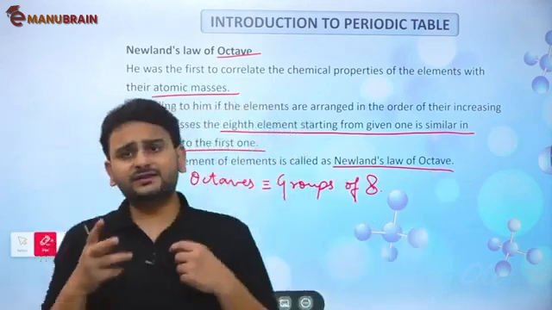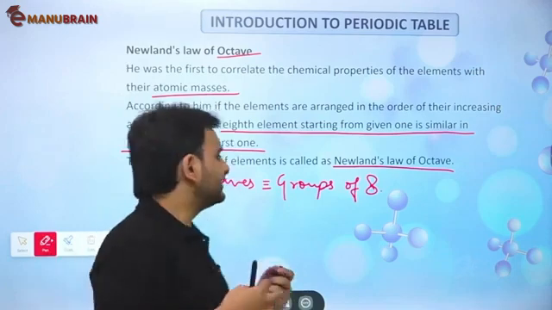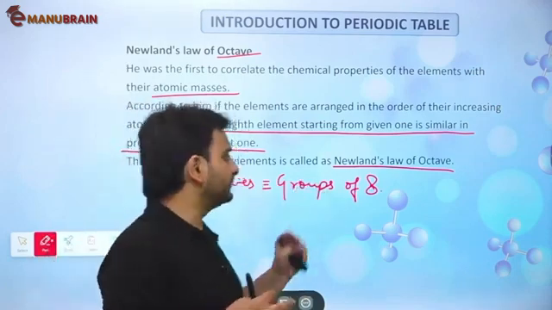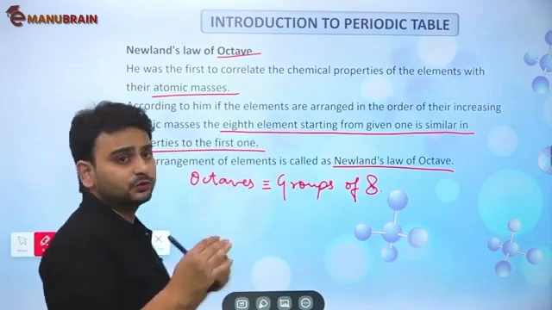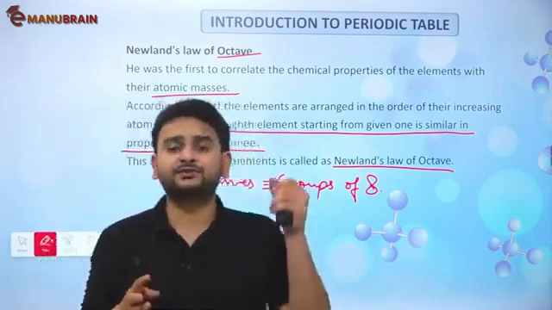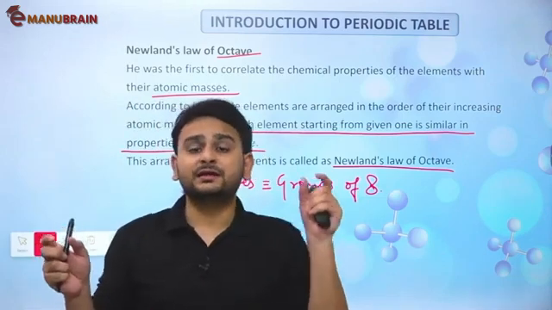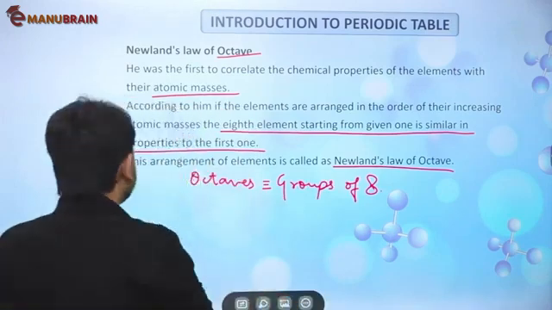The octave is something similar to what you have in Hindi classical music, Sa Re Ga Ma Pa Dha Ni Sa. The idea perhaps came from there. So he arranged the elements in groups of 8 according to their atomic masses, and he found that the first element showed properties similar to the 8th element.